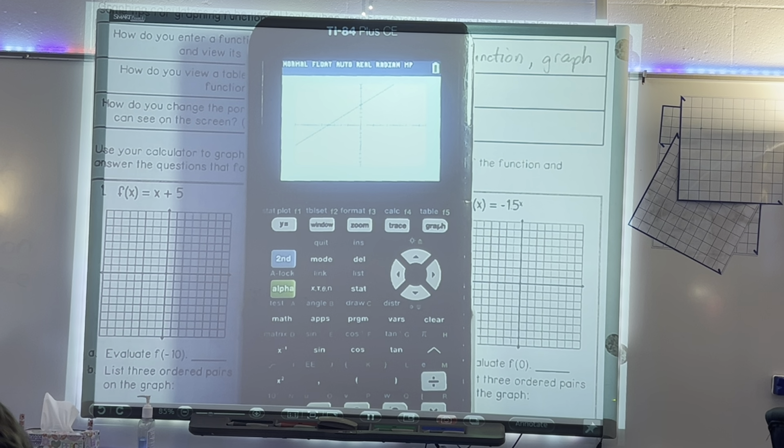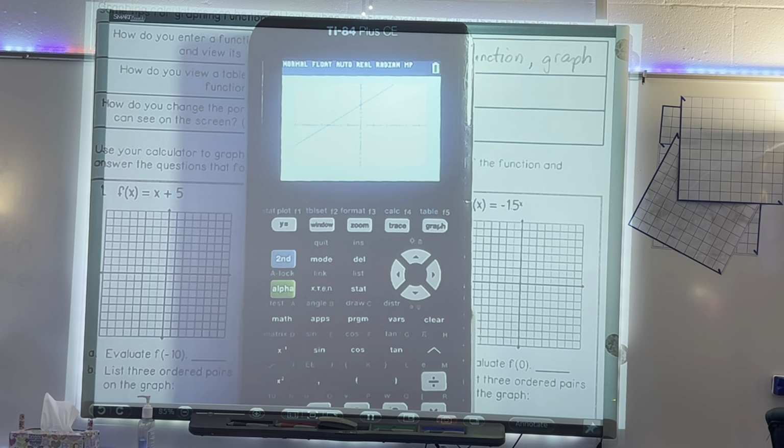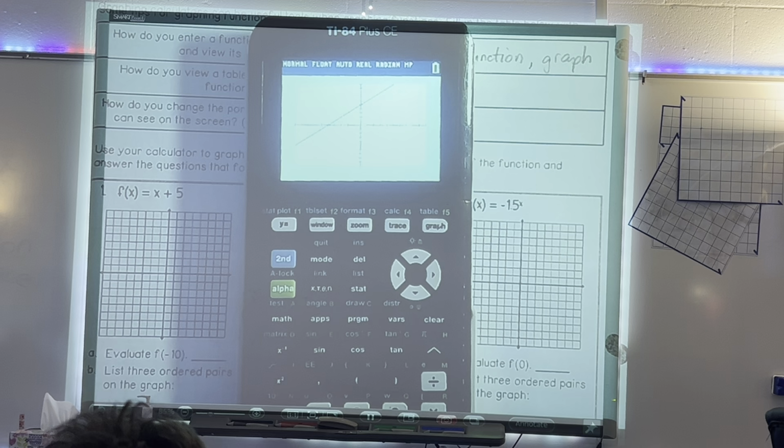You should know how to do that because you should have been taught that last year. And you have to clear a calculator before you take any test in my room. So make sure you know how to clear that calculator. 2nd plus 712 clears it every single time. What that also does is it resets everything in the graph back to the normal window. The normal window is from -10 to +10 on both the x-axis and the y-axis. So I had somebody this morning whose window was all messed up.